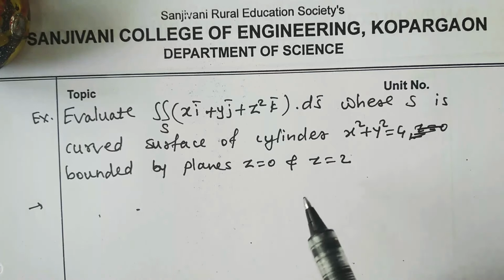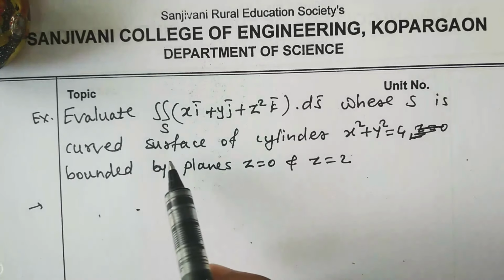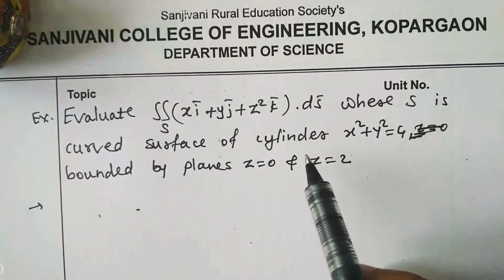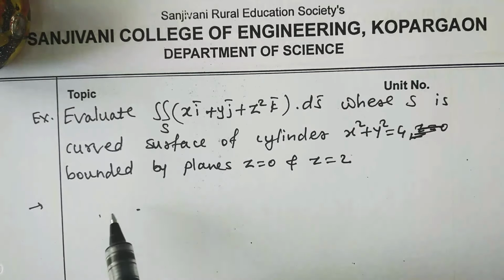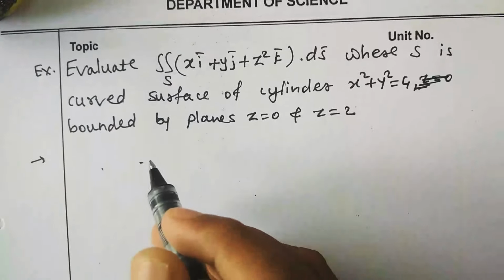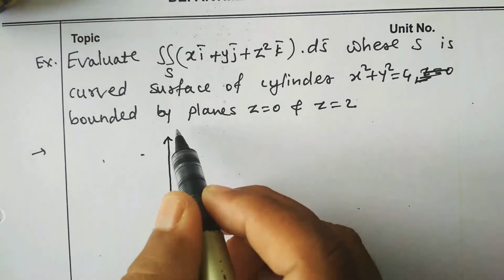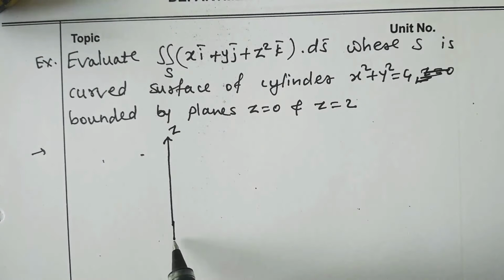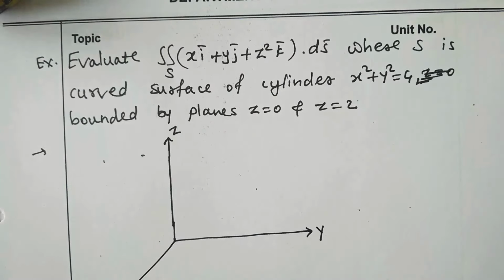So first we try to draw the given surface. The given surface is the cylinder x square plus y square equals 4 bounded by the planes z equals 0 and z equals 2. Suppose this is our z axis, this is y axis and this is x axis.